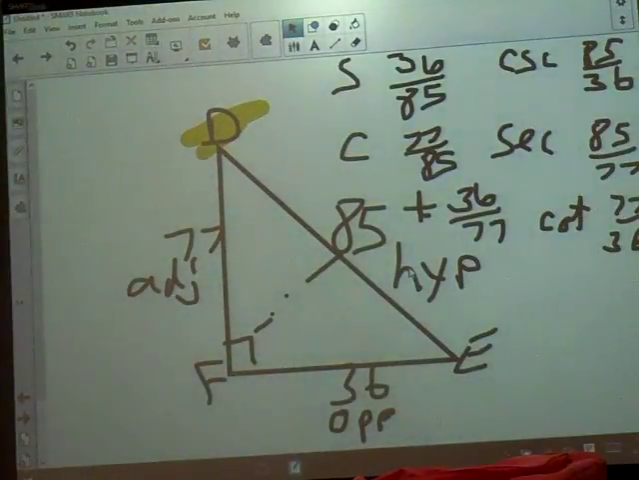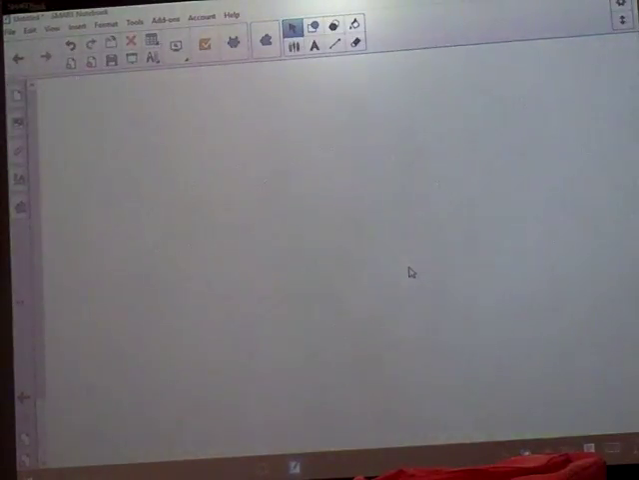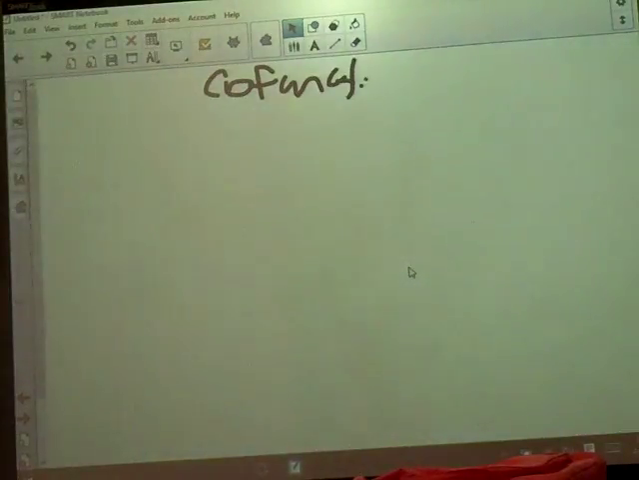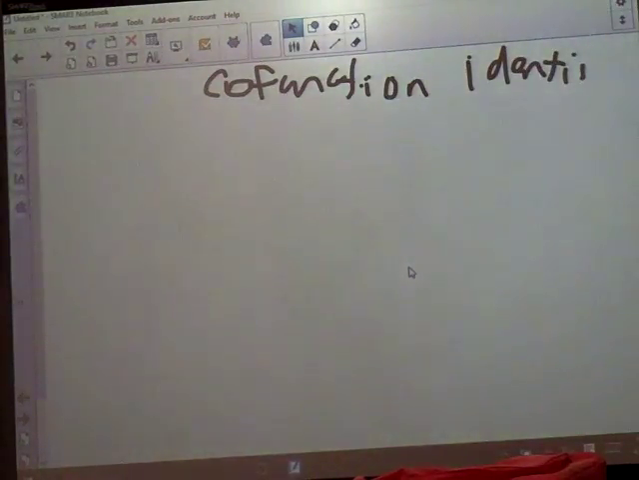So y'all could handle that. All right, the next thing we got to look at, we're going to write some rules here. These are called cofunction identities. And I got about 6 of them I'm going to write down.